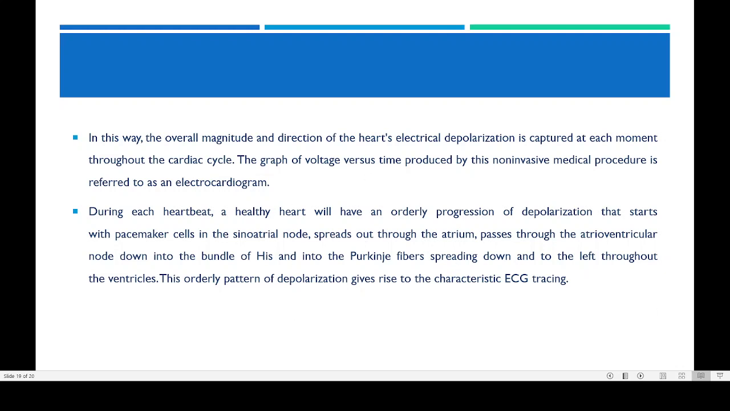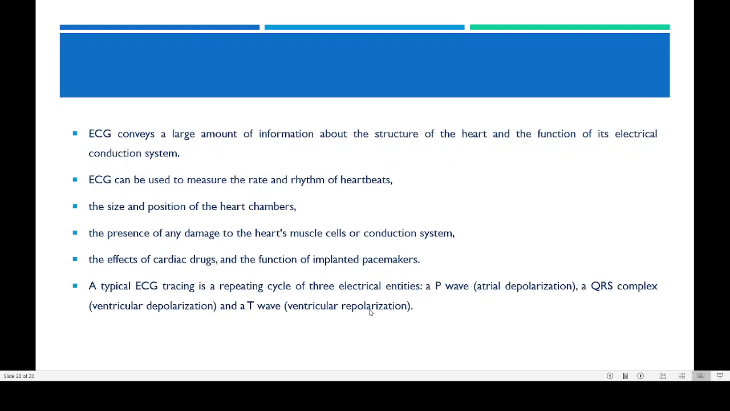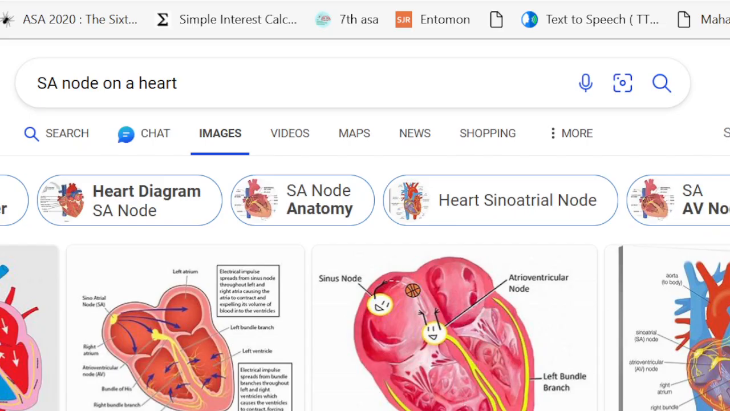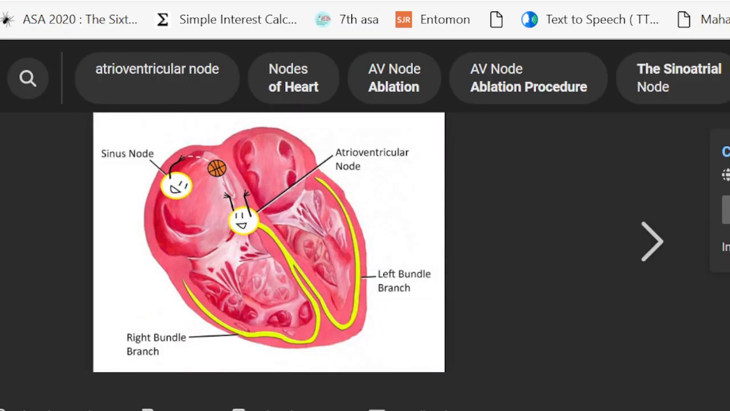Now, in your heart there is a pacemaker-like thing called the SA node. I will show you that SA node. Here we will see how this SA node appears. Let's find that out. You can see an SA node. Here you can see that this is how the SA node appears.